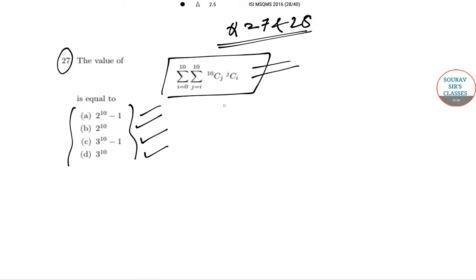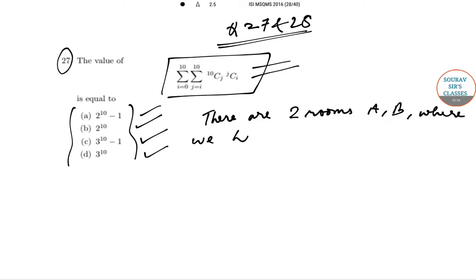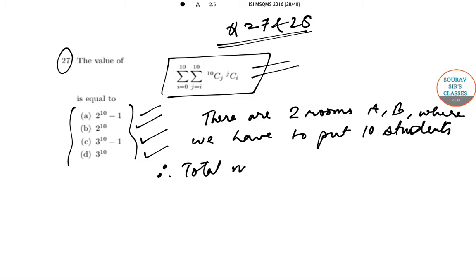Suppose there are two rooms, A and B, where we have to put 10 students. So total number of ways will be 3 to the power 10. This is one way of solving this.